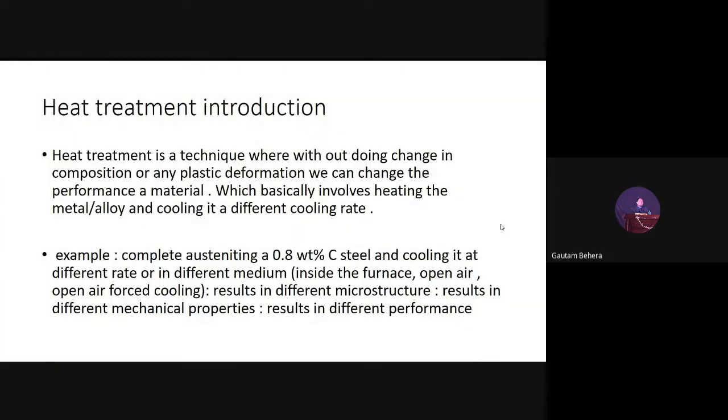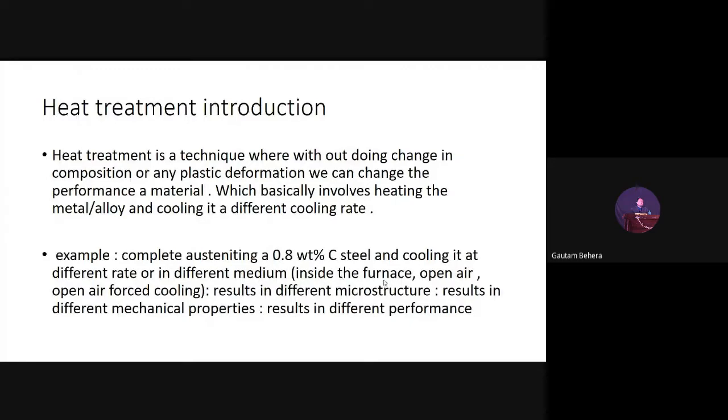Suppose the best example of heat treatment I can give you is a simple case. You take 0.8 weight percent carbon steel, which is an eutectoid steel, we know that. What you have to do is completely austenitize this kind of steel. That means the entire steel now has austenite grains, right? And we know that the austenitizing temperature is fixed, at a high temperature range, so that everything will be austenite. And finally, what you do is cool it at different rates. Now we cool the steel at different rates or in different mediums.